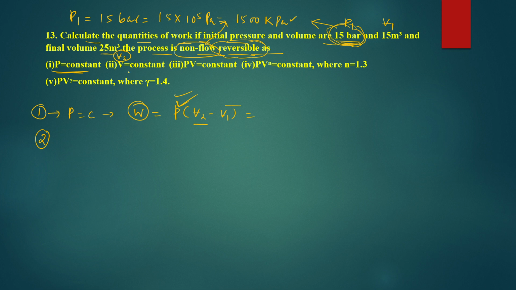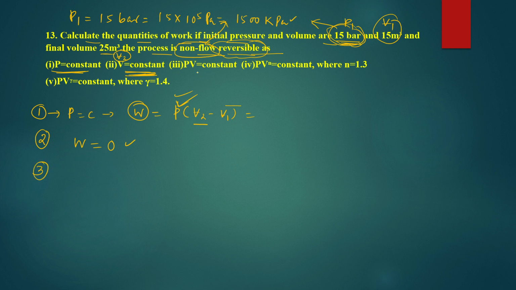Second, when volume is constant, in that case there is no work interaction, because if V1 is this one and V2 is also this one, there is no change in volume, so the integral of dV will be equal to 0. So here we get W equal to 0.